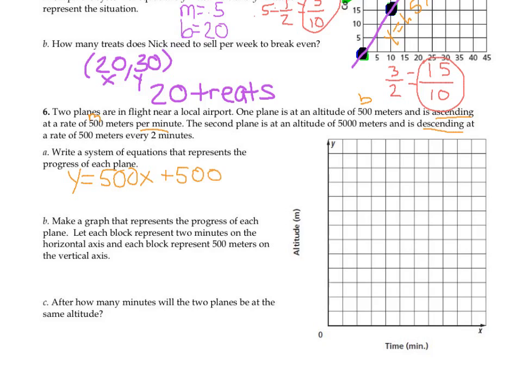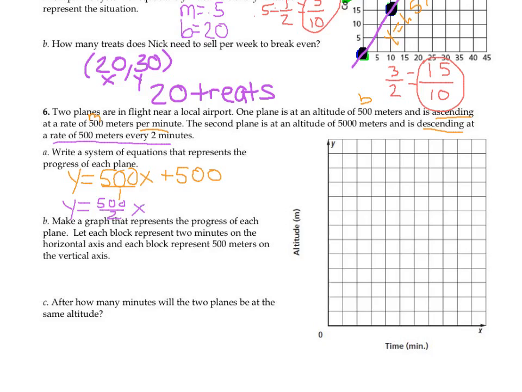Now our other equation is going to be taken from the second sentence. So the second plane is at an altitude of 5,000 meters and is descending at a rate of 500 meters every 2 minutes. So with the first one, we had per minute. So there was technically 500 over 1 for our first equation. Now our second equation says every 2 minutes. So instead, since it says a rate of 500 meters every 2 minutes, that means our slope is going to be 500 over 2.